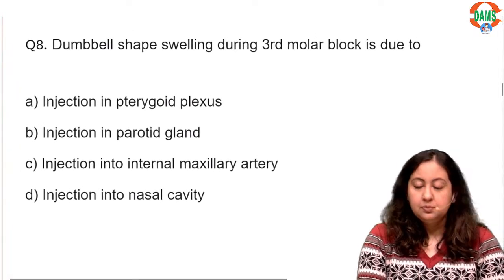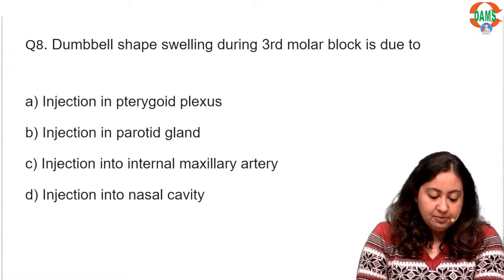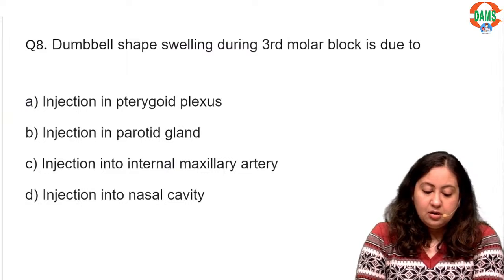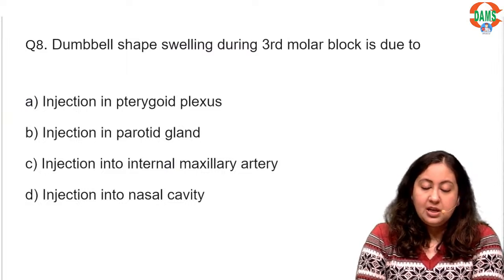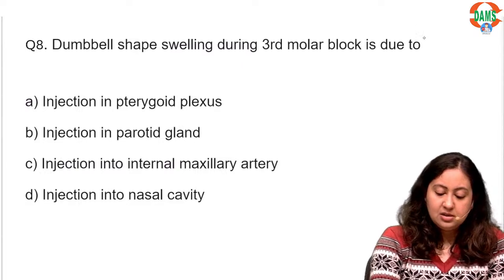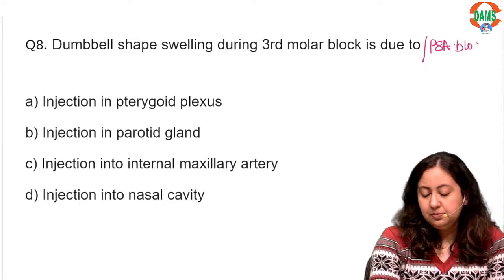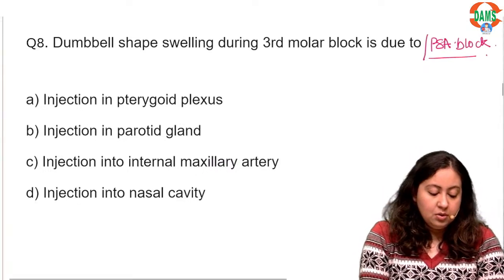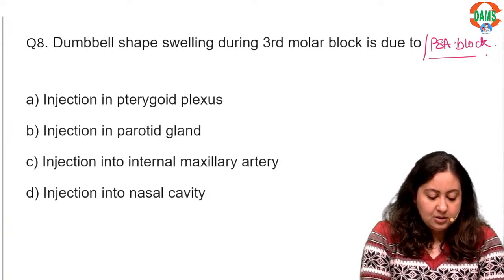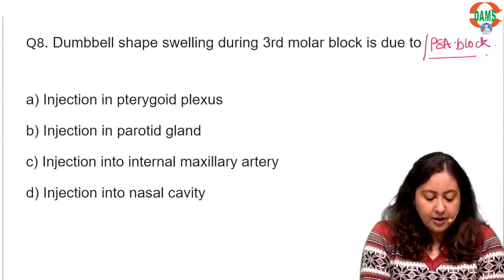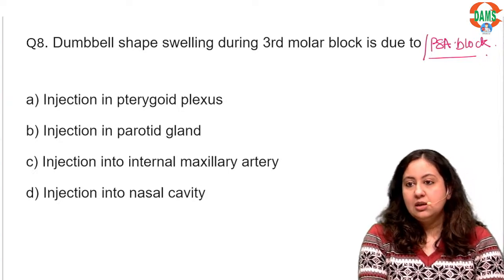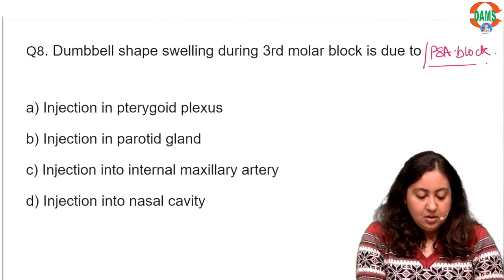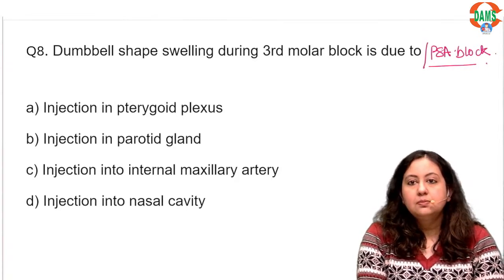Now question 8, dumbbell shaped swelling during third molar block or PSA block. This can also be framed as the other alternative. Posterior superior alveolar block is due to option A, injection in pterygoid plexus, option B, injection in parotid gland, option C, injection in internal maxillary artery, and option D, injection into nasal cavity. So please tell me the answer to this question.